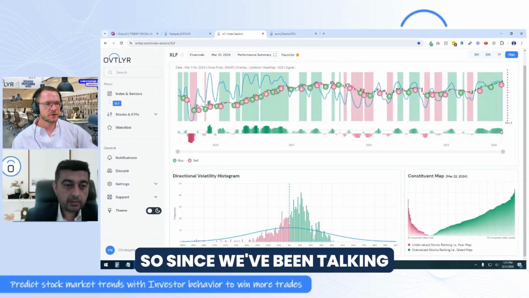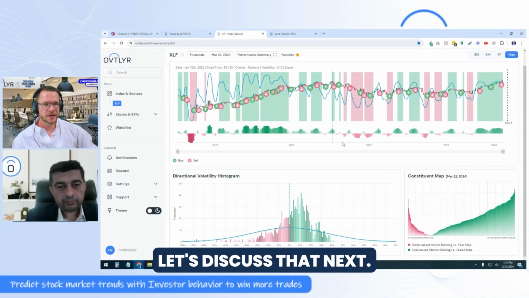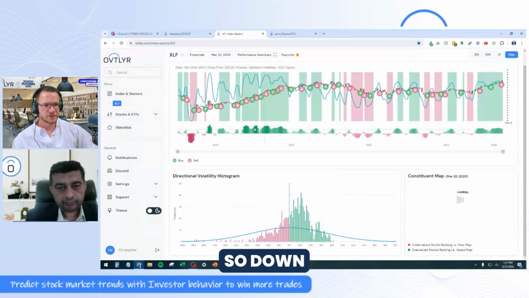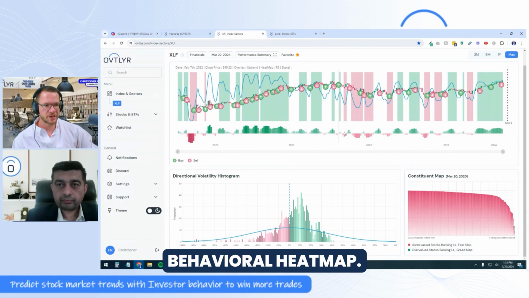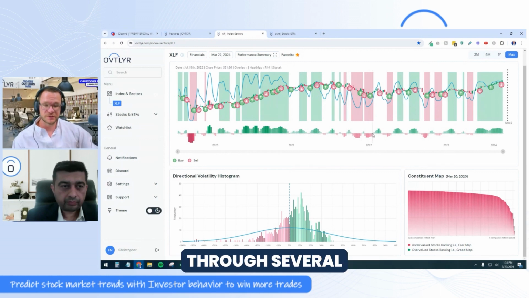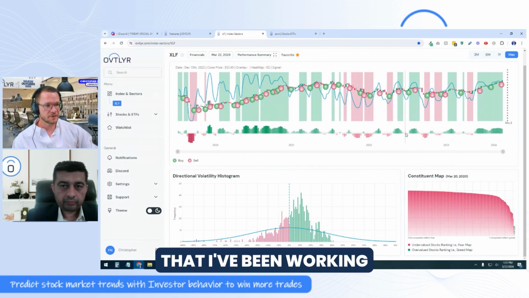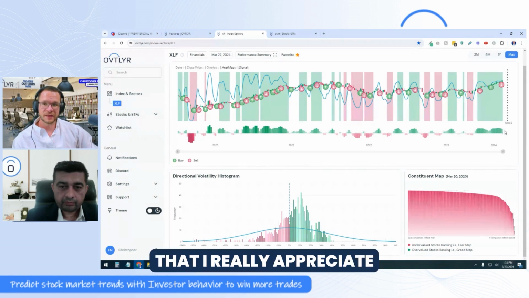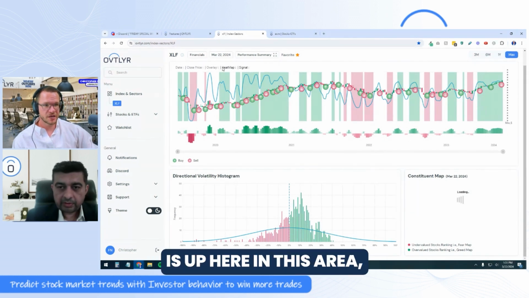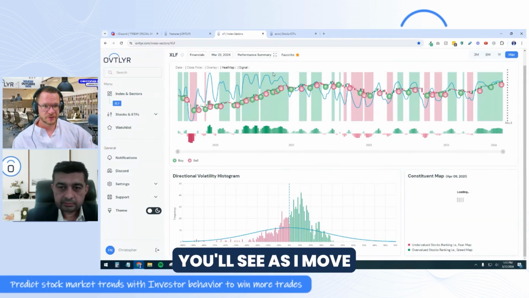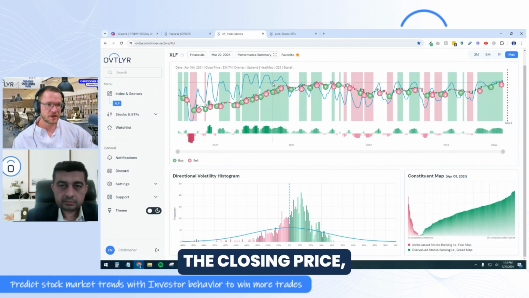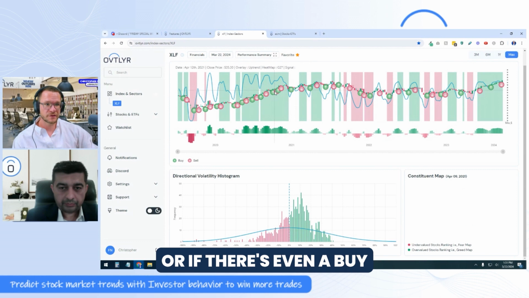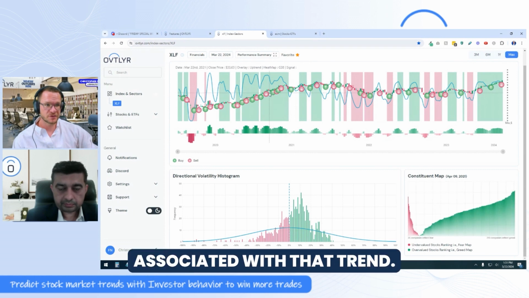Okay, so since we've been talking about the behavioral heat map, let's discuss that next, right? Down at the bottom of the page here is this indicator called the behavioral heat map. This has actually gone through several upgrades in the time that I've been working with it. One thing I really appreciate is up here in this area, as I move my cursor around, it gives different details like the date, the closing price, if there's an uptrend, or if there's even a buy or sell signal associated with that trend.